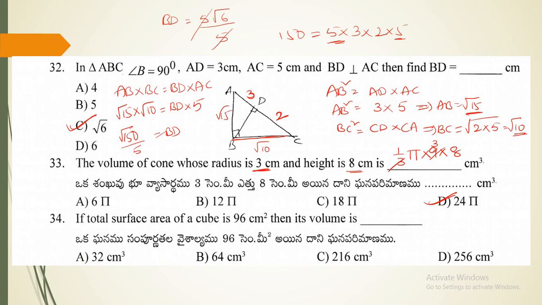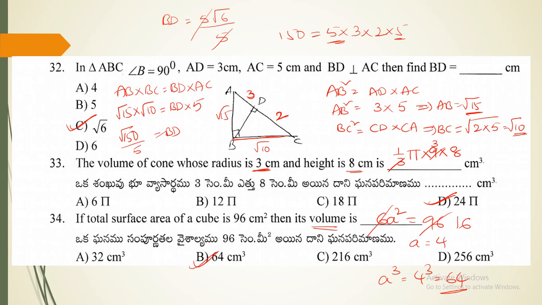If the total surface area of a cube, so what is total surface area? 6a square is equal to 96. So 6 in 96, so in the 6 table, 6 1s are 6, next 36, in the 6 table 36 is 6 times, so from this a is equal to 4. Then what is being asked? Volume. Volume is nothing but a cube, so 4 cube gives me 64. So the answer is 64 centimeter cube.